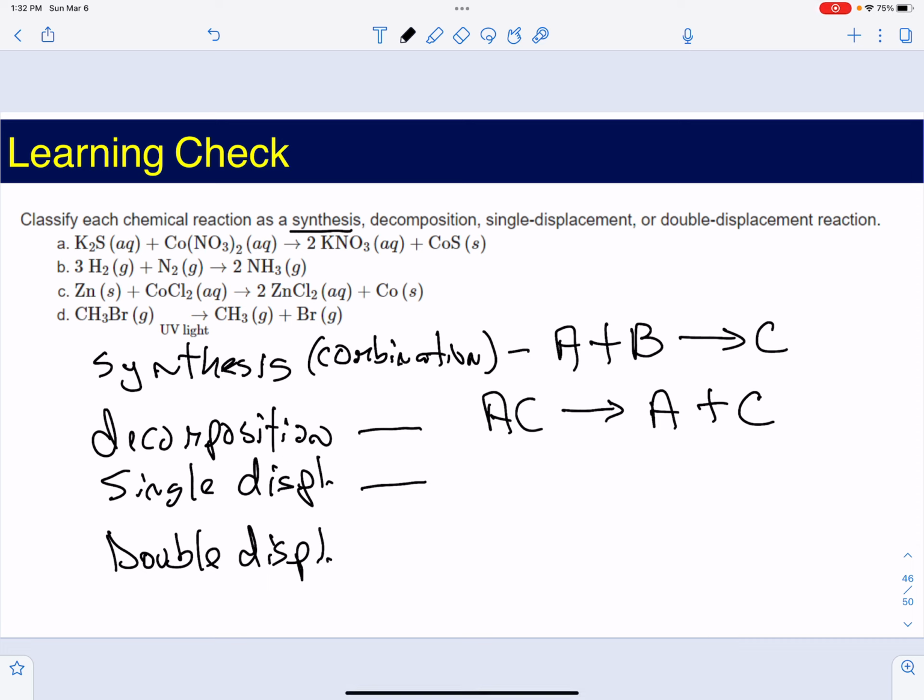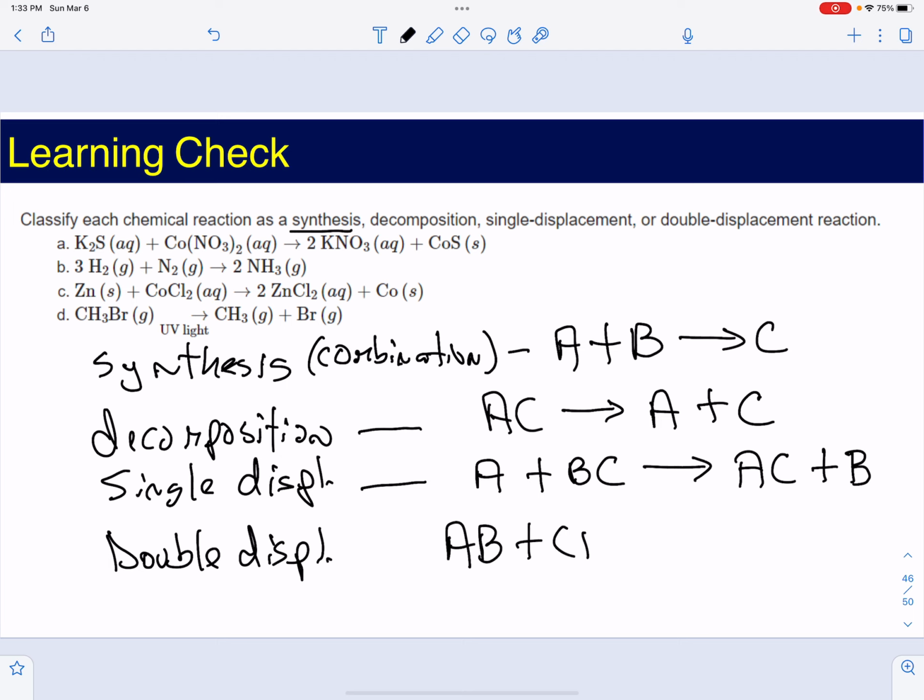Single displacement, you can have something like this, where one of the elements on the second compound is displaced. So the A displaces the B. So only one gets displaced. Double displacement is going to be something like this, where everybody gets replaced. So A goes with D, and C goes with B. So if you can recognize those four patterns, then you know which one we're talking about.